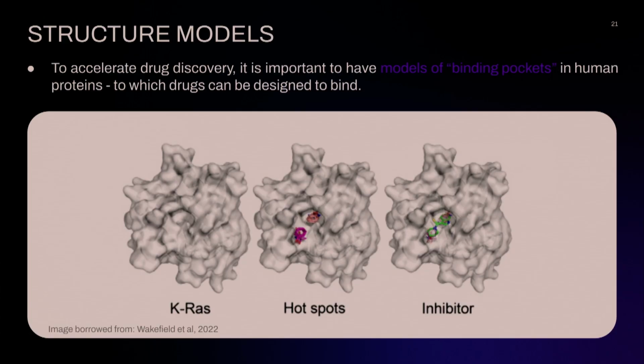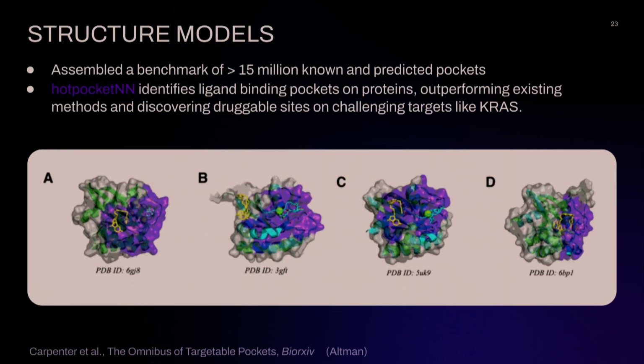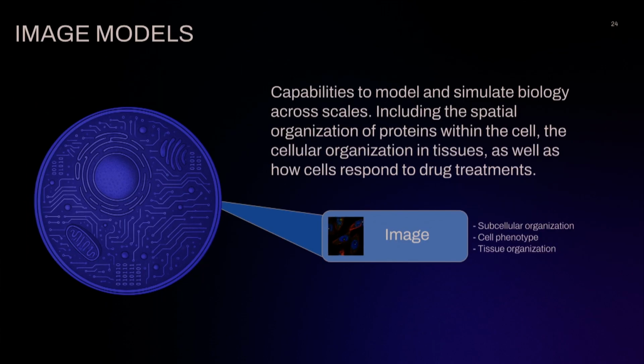So this points towards a great need to be able to know where the binding pockets of proteins are, because then you can do targeted drug design. And this is what Russ's lab set out to do. So they assembled a benchmark of more than 15 million known and predicted pockets. And they also trained this model, HotPocket-NN, that identifies ligand binding pockets on proteins. And it also outperforms existing methods and managed to discover druggable sites on very challenging targets like KRAS, as shown here. So with this model, we can really start to know the structure of proteins and figure out where the interesting pockets and surfaces are where drugs could be designed to bind. And I'll get back to this later.